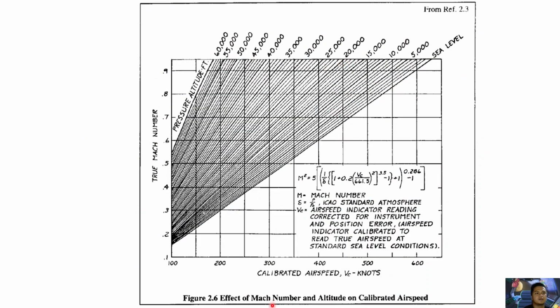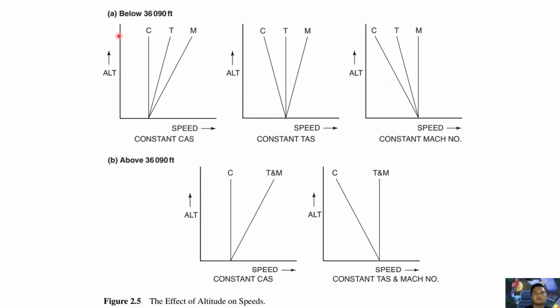Okay, next naman dito is the relationship no ng Mach number and altitude on calibrated airspeed. So if you have no calibrated airspeed, meron kang constant Mach number, assuming you have constant 0.7 Mach number. Okay? With increasing altitude, no, makikita nyo, this one is sea level. With increasing altitude, decreasing ang kanyang calibrated airspeed when it comes to constant Mach number. Okay, ganun binabasa yan.